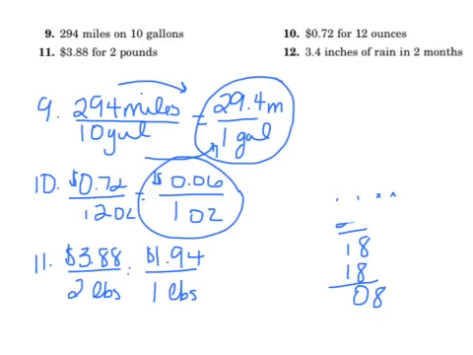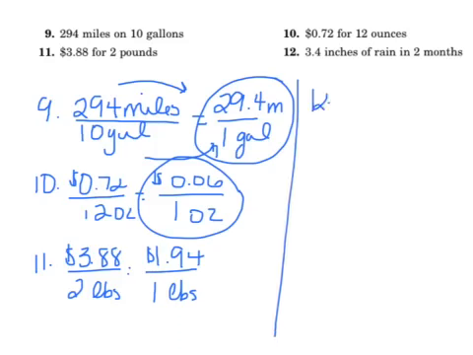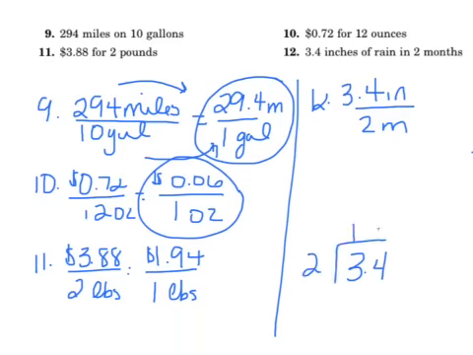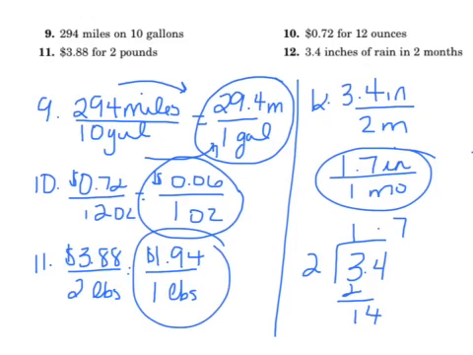I'm just going to erase this so I can do number 12 on this side. Okay. And number 12, this last one, I'm going to just work it right over here. Number 12. I've got 3.4 inches in 2 months. So again, let's figure out 3.4 divided by 2. Pull that decimal up. So we get 1.7. So we've got 1.7 inches in 1 month. All right. And there's our unit rate.